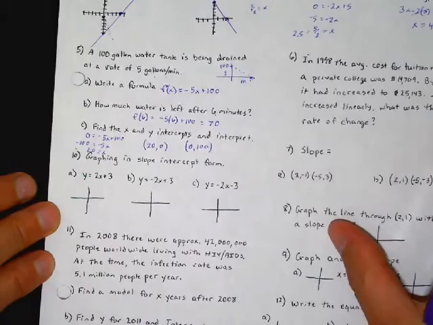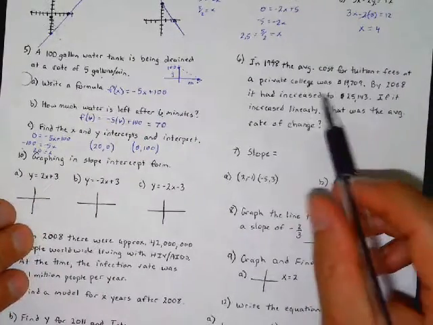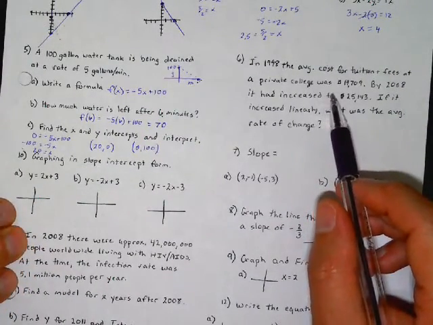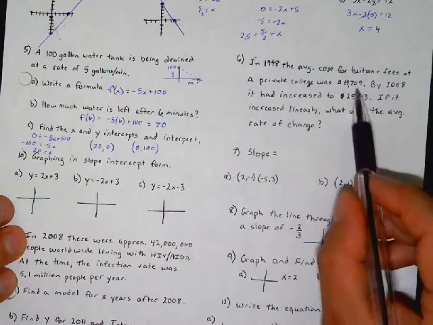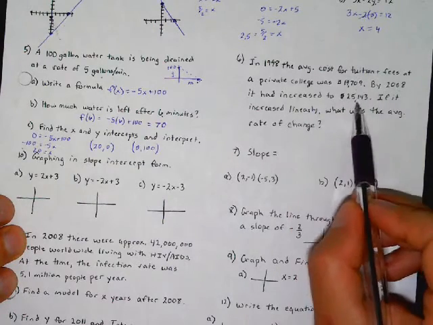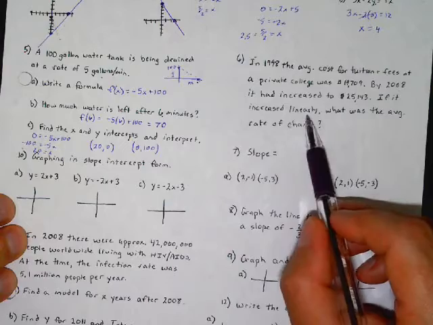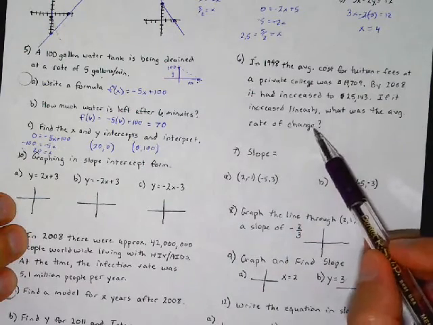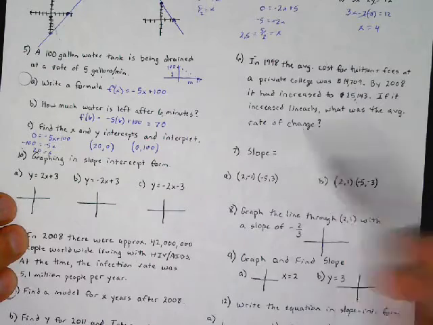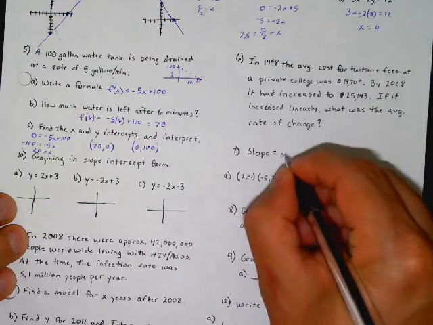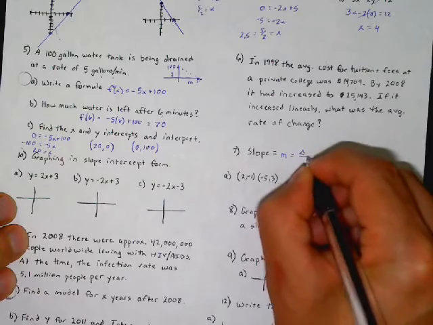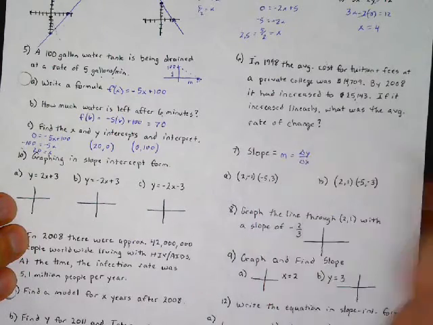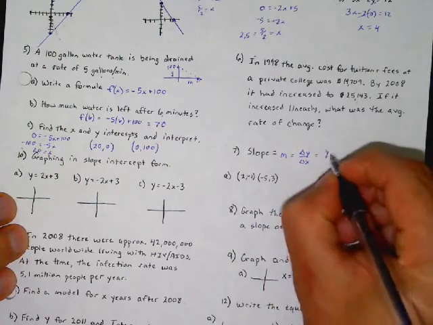Okay. Number 6. Average cost of tuition and fees at a private college was this much, and by 2008 it had increased to this much. If it increases linearly, which means the same amount every time with a certain slope, what was the average rate of change? What was the average slope? Okay, so if you remember slope, we use the letter m, and it's the change in y over the change in the x, which you also saw this formula in the past.